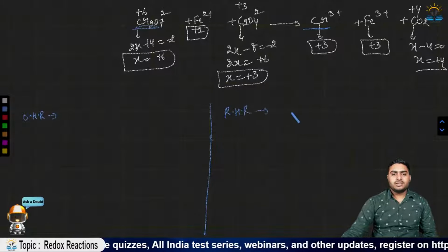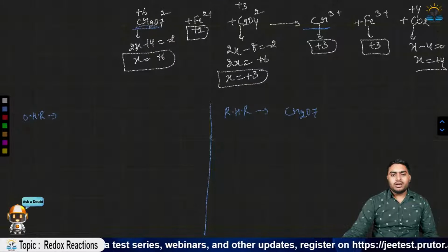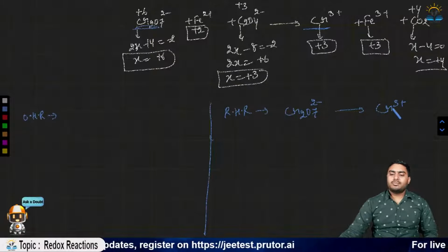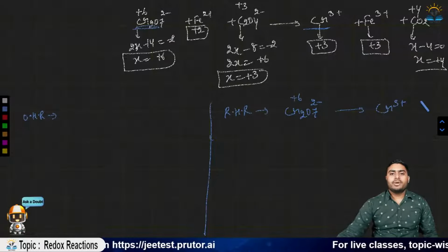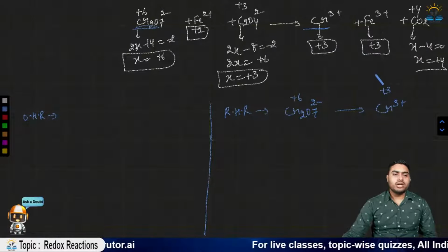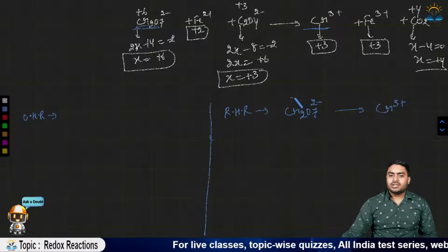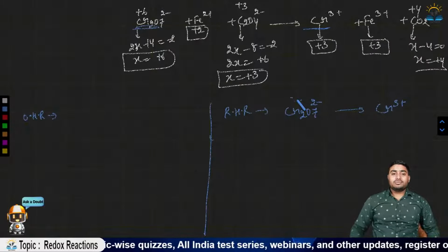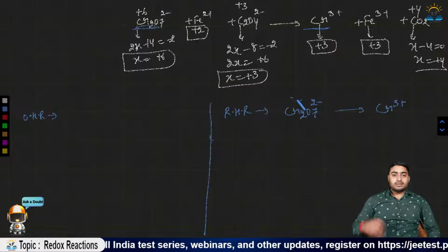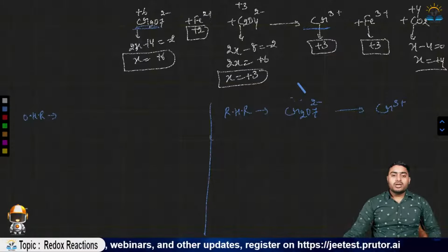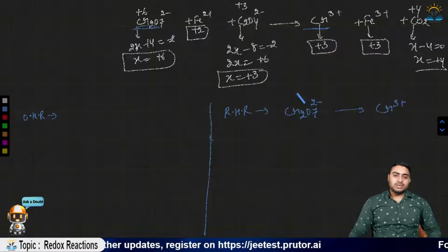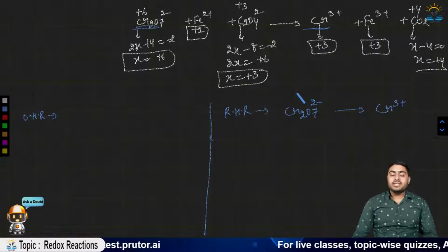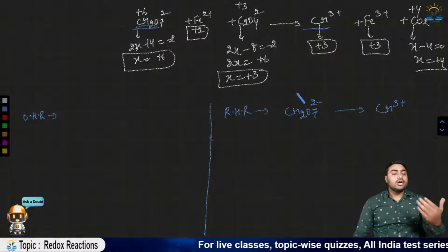So what is the reduction reaction? Cr2O7 is reduced because of a decrease in oxidation number, plus 6 to plus 3. Decrease in oxidation number means reduction, and that means it is acting as an oxidizing agent. That's very simple. Okay, you have to be very careful while assigning the oxidation number. Again and again I'm saying this point. So Cr2O7 2 negative gives Cr3 positive, plus 6 to plus 3, which means a decrease in oxidation number, which means reduction, and reduction means it will act as an oxidizing agent.